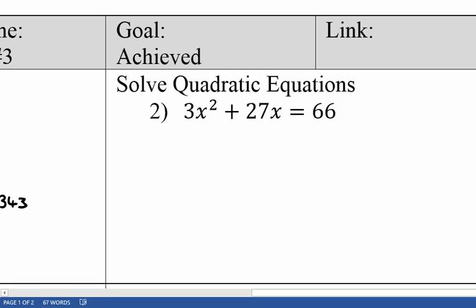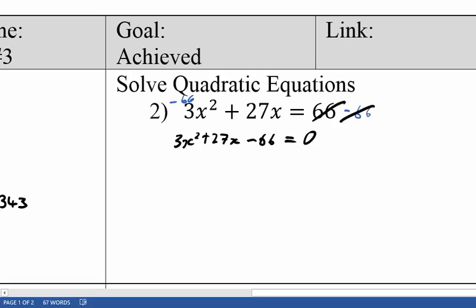The first thing I need to do is make it equal to 0. So I'm going to get rid of this 66. To get rid of that negative 66, I just minus 66, and then I minus 66 here, and I can go 3x squared plus 27x, and now that minus 66. On this side, 66 minus 66 is, yes, it's 0. Beautiful, that's what I'm wanting. I'm wanting an equal 0.